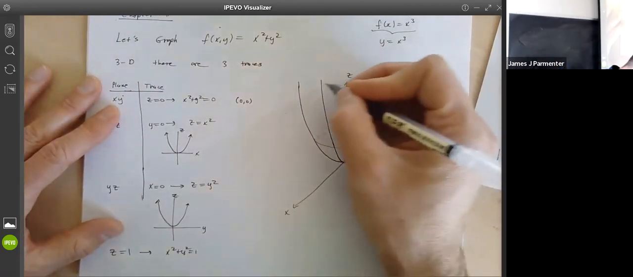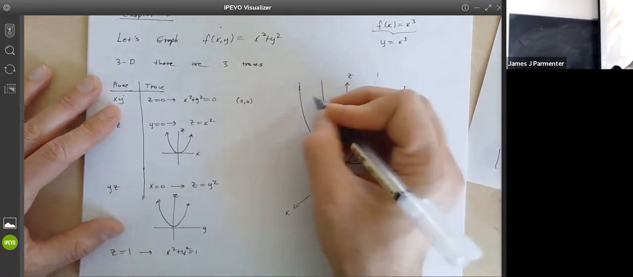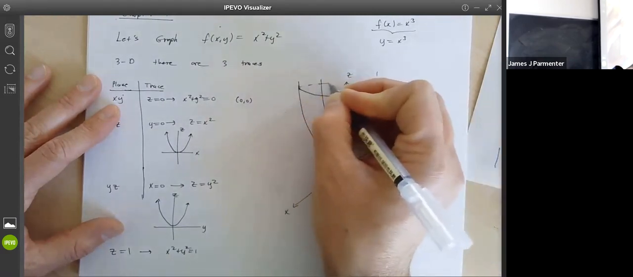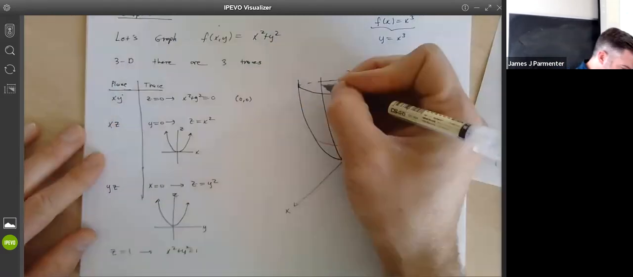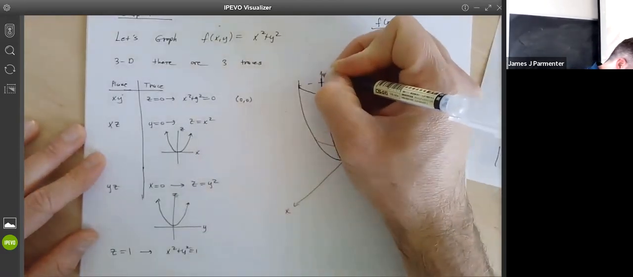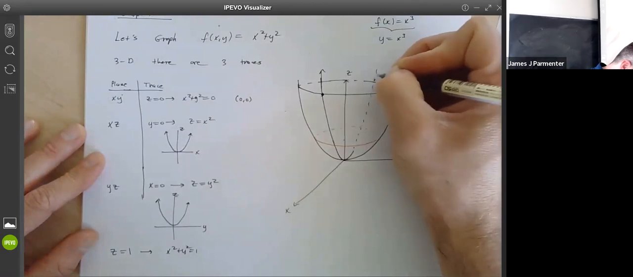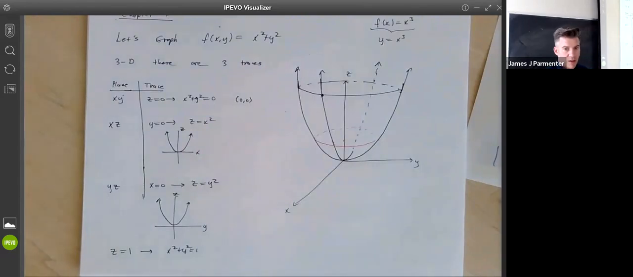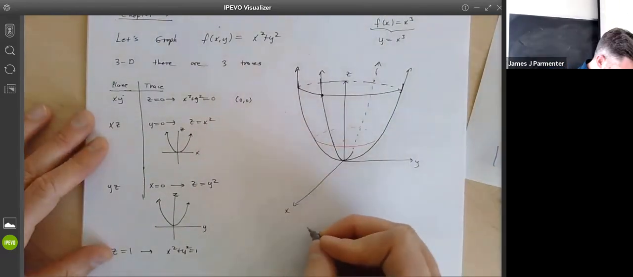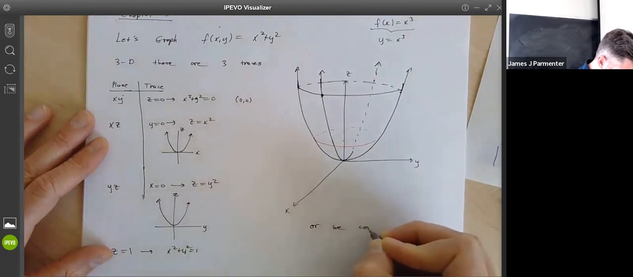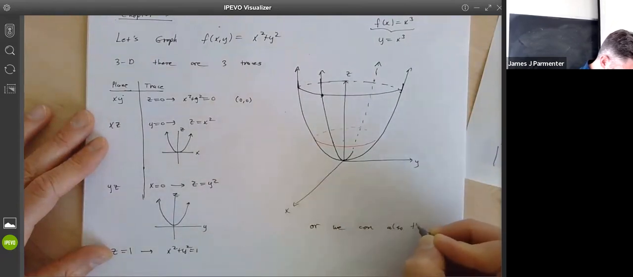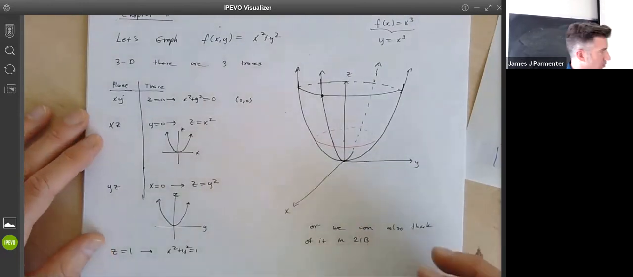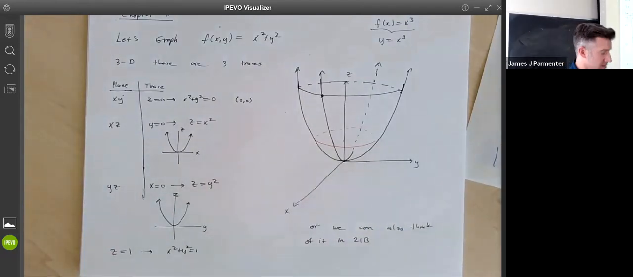And so we can graph this. We can graph our paraboloid here. Like that. We can also think of it in Calculus 2 terms. We've just taken a parabola and revolved it around an axis.